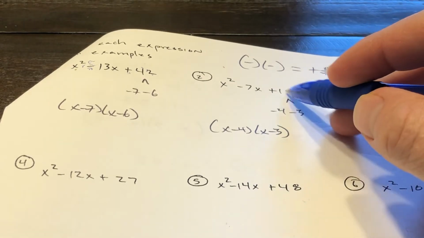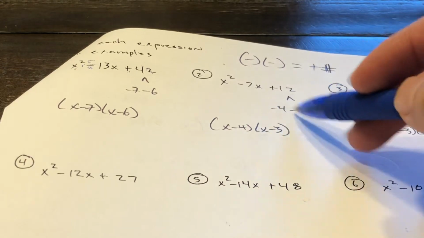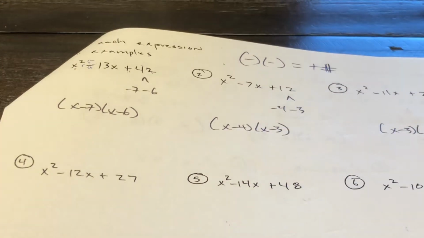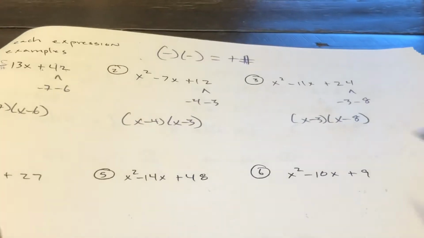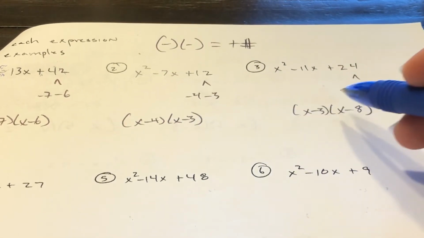What multiplies to 12 and adds to a negative 7? Negative 4 and negative 3. What multiplies to 24 and adds to a negative 11? Negative 3, negative 8.